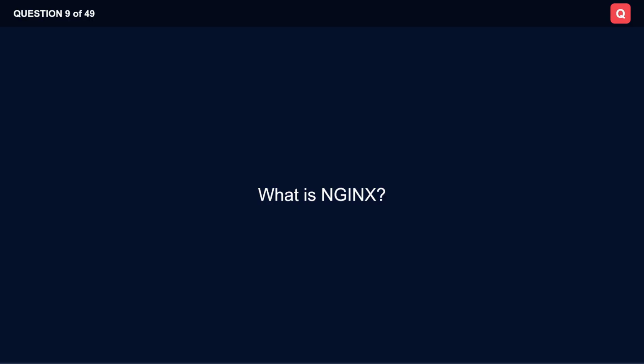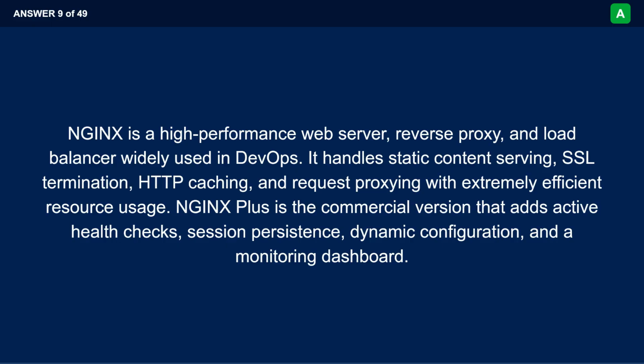What is NGINX? NGINX is a high-performance web server, reverse proxy, and load balancer widely used in DevOps. It handles static content serving, SSL termination, HTTP caching, and request proxying with extremely efficient resource usage. NGINX Plus is the commercial version that adds active health checks, session persistence, dynamic configuration, and a monitoring dashboard.